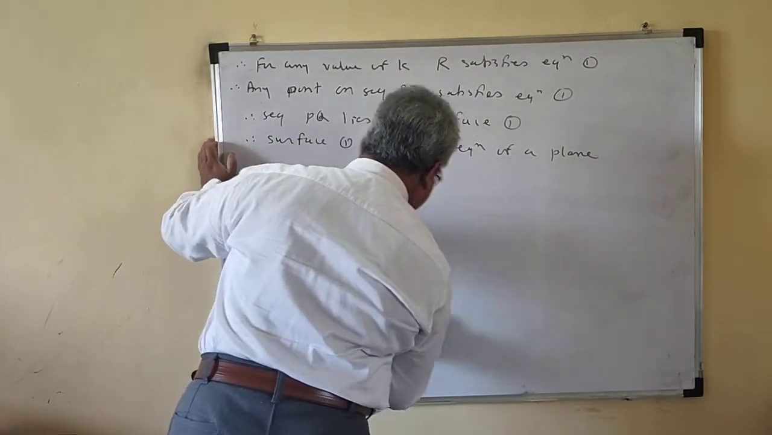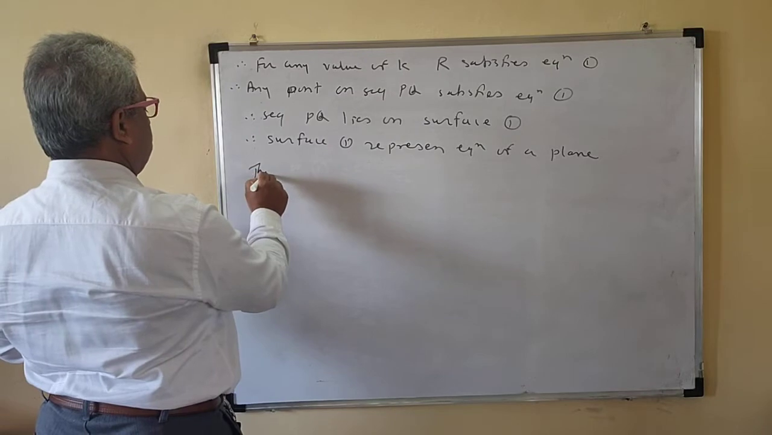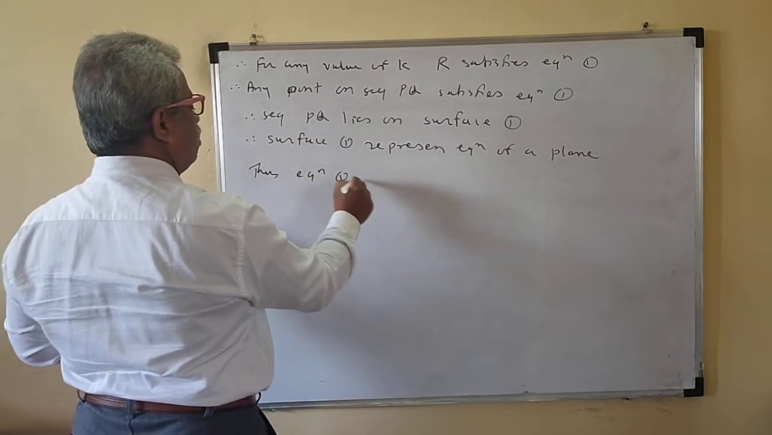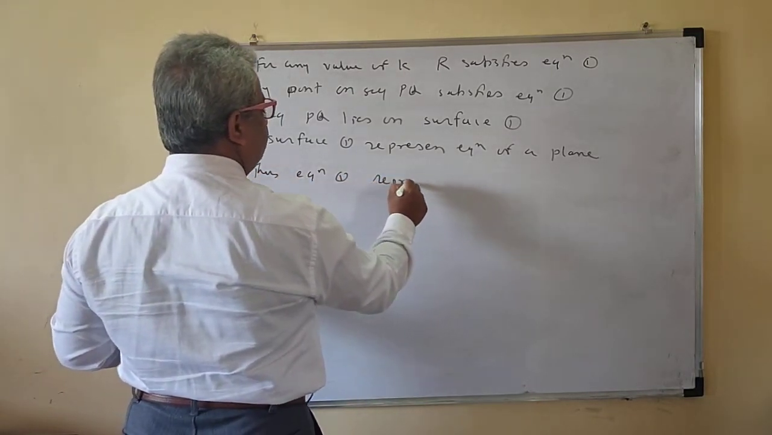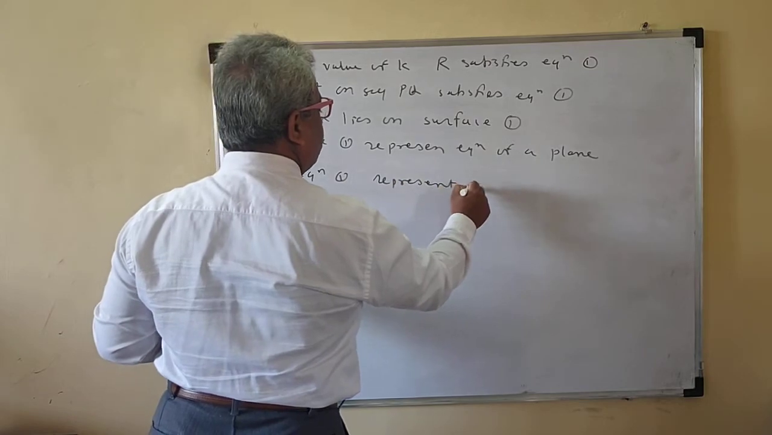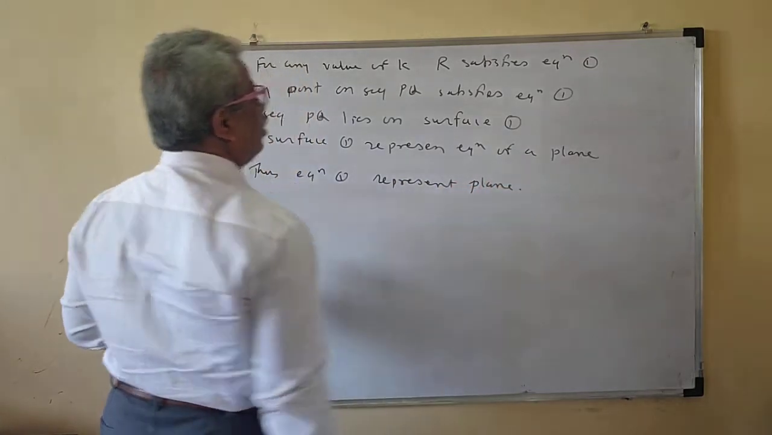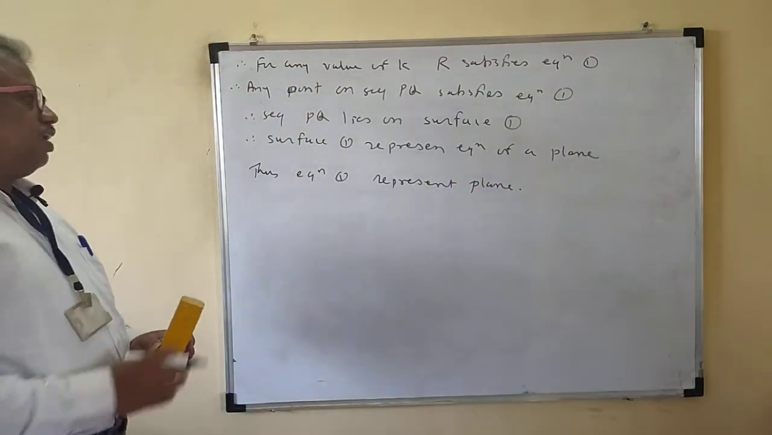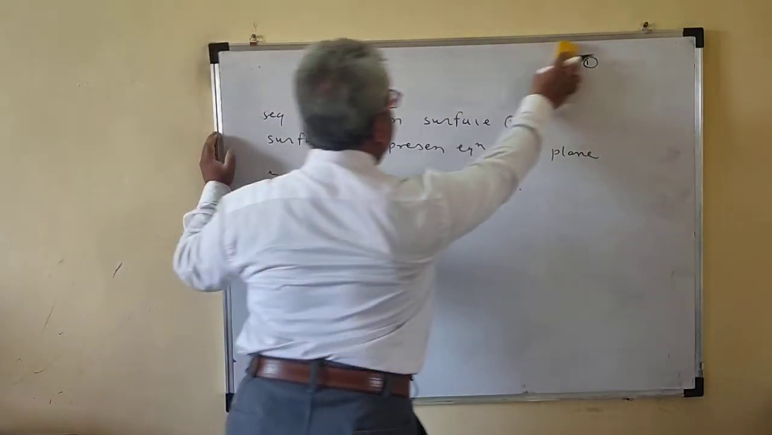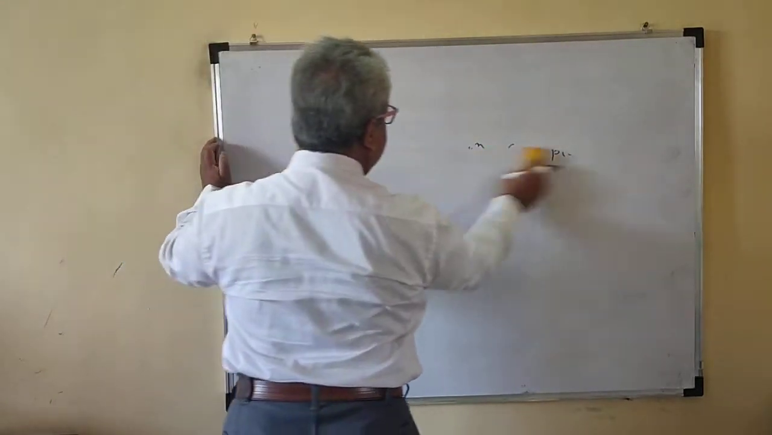So thus equation 1 represents a plane. So a first degree equation in x, y, z represents a plane. So this is the problem. Okay, so we have proved this.